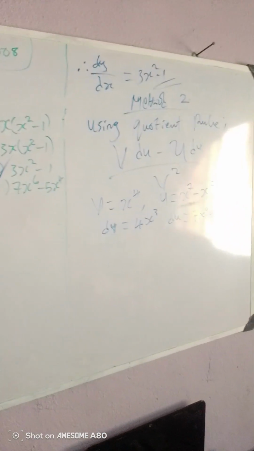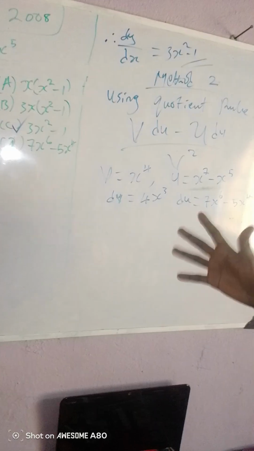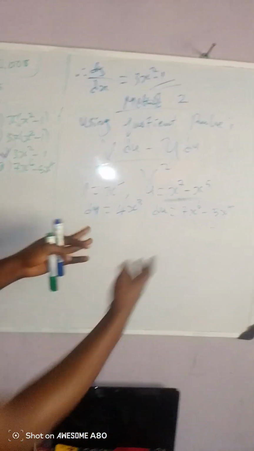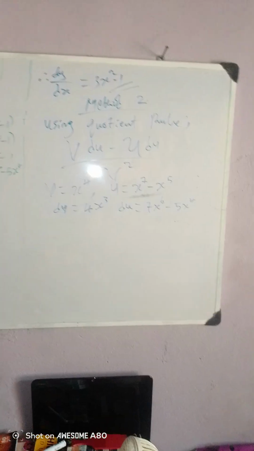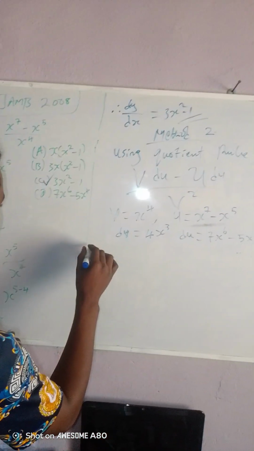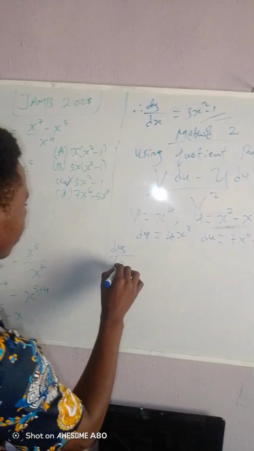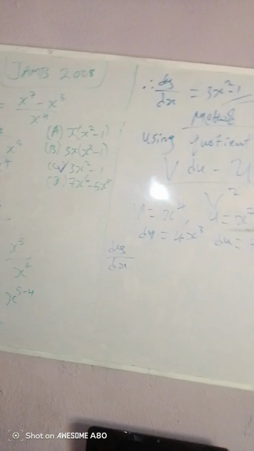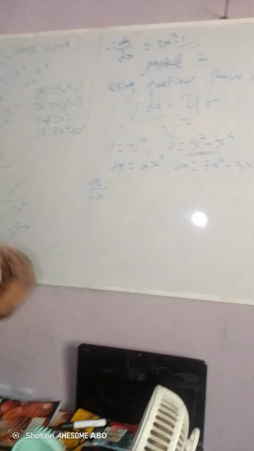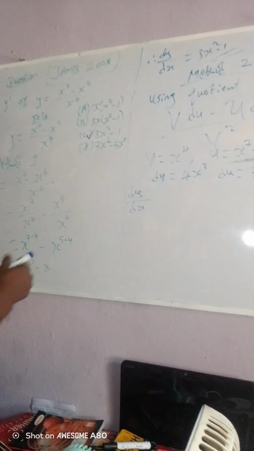Now what will make this method long is that you will do a lot of multiplication and a lot of collection of like terms. Now if you substitute this back into the question they give us, you'll find that your dy dx. I won't repeat the question, it wastes time. In JAMB, the time they give you is very short, so you need to be fast. So your dy dx will become.